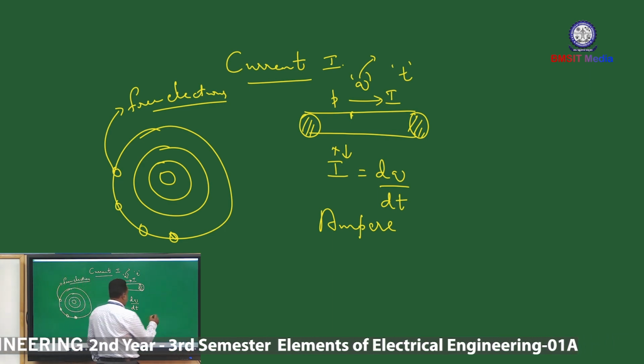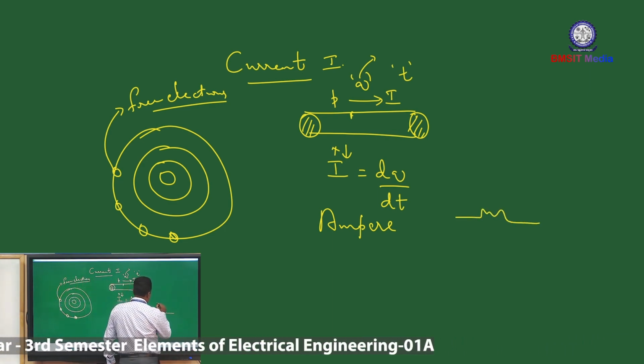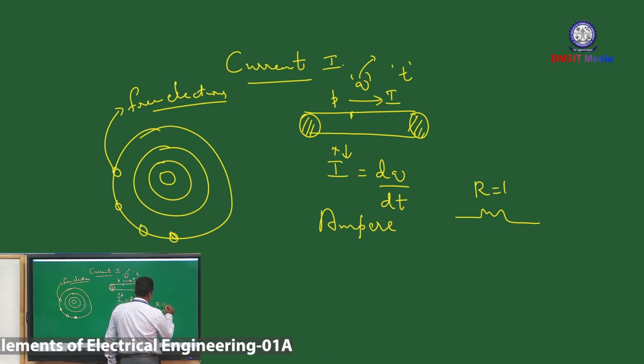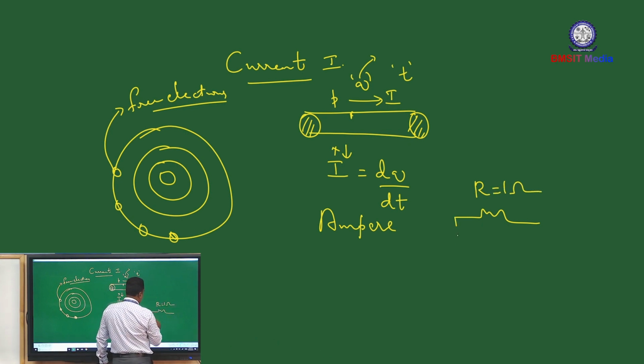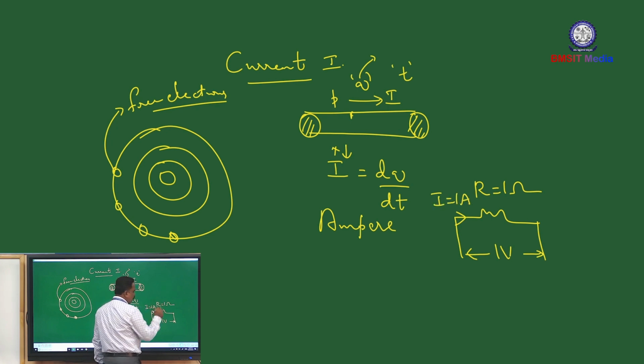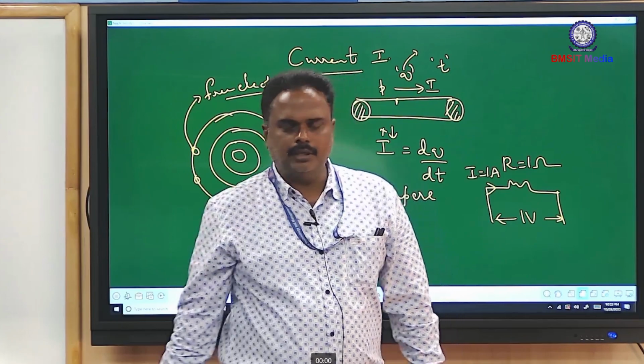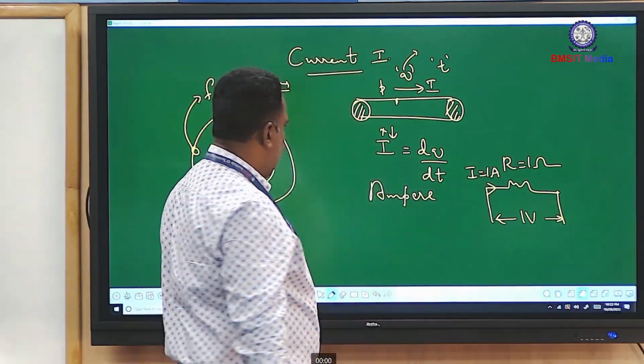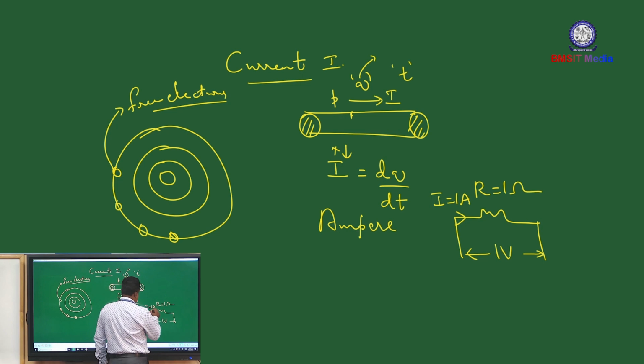If you take a resistance of 1 ohm, and apply a voltage or potential difference of 1 volt across this, then the current flowing through this resistance is called 1 ampere. 1 ampere of current is defined as that current which, when flowing through a resistance of 1 ohm, has a voltage of 1 volt applied across it.